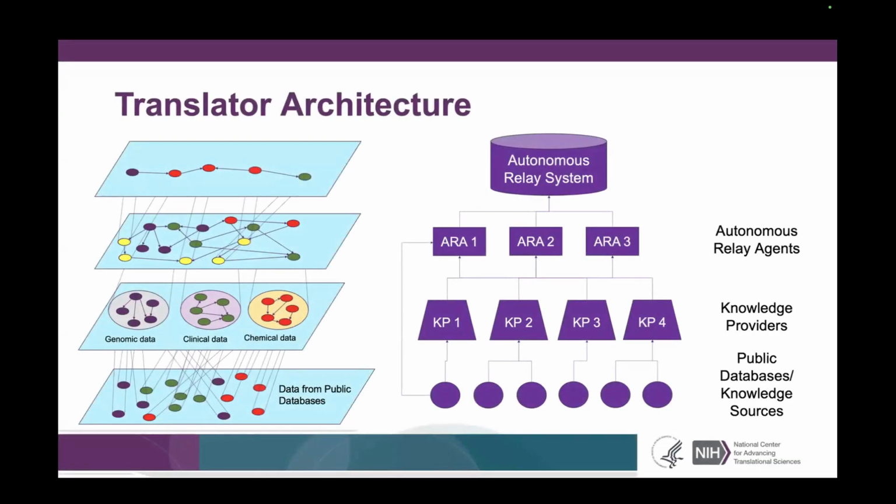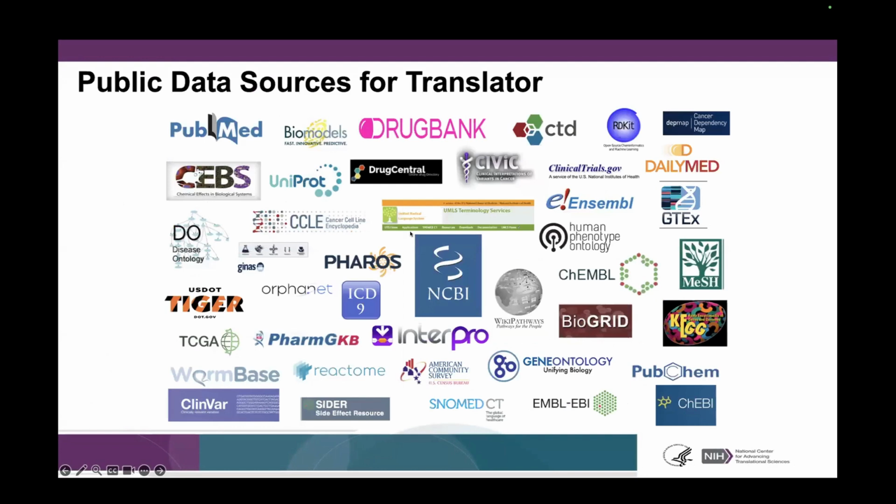This is a schematic of how Translator works. Maybe I should start with the data. These are examples of the types of data sets that have been integrated into Translator. They include text mining from PubMed, but also databases like DrugBank and ontologies like Gene Ontology, basically all these different public data sets that are not necessarily interoperable. All of those are onboarded into Translator, and linking amongst them and querying over them is really the goal.